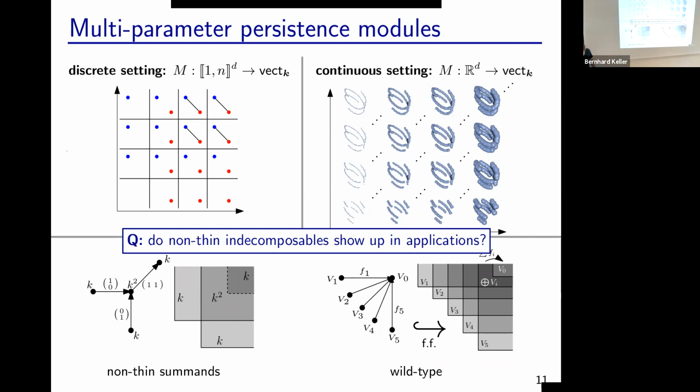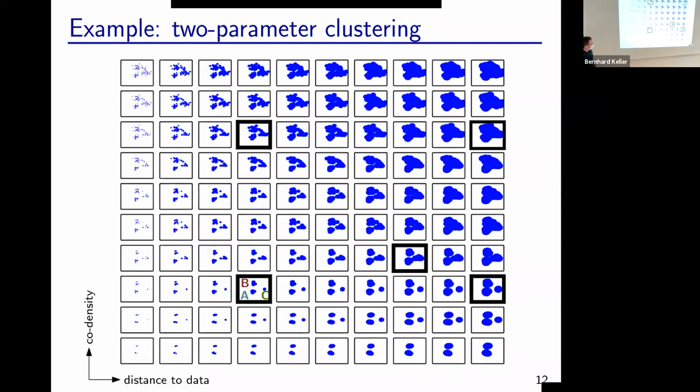So how did the community react to this? That was maybe 10 years ago. People reacted in different ways. The first reaction one may have is to say, okay, so here are some examples where you have summands that are not thin, but maybe in applications, all the summands are thin. Who knows? So then some of us carried out an experiment in clustering, where they took a data set.